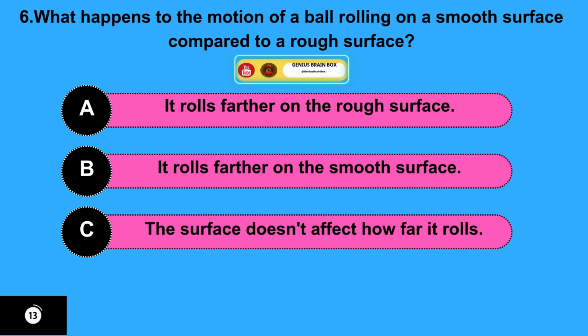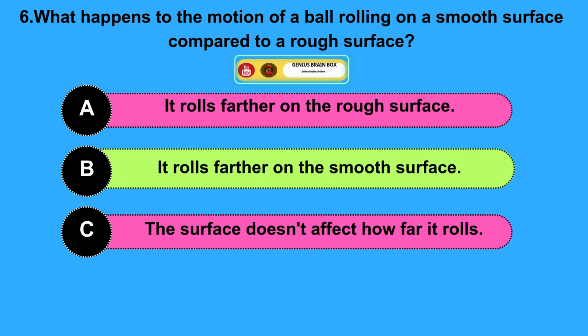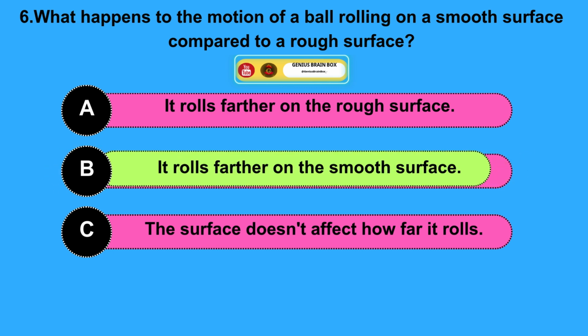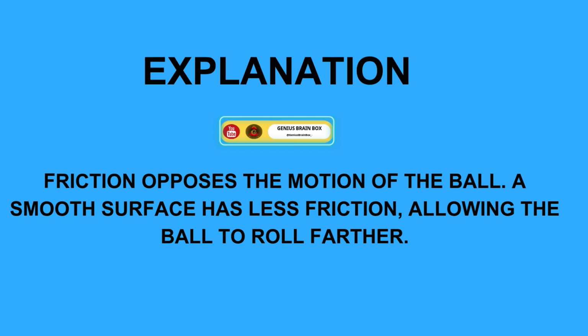What happens to the motion of a ball rolling on a smooth surface compared to a rough surface? Option A. It rolls farther on the rough surface. Option B. It rolls farther on the smooth surface. Option C. The surface doesn't affect how far it rolls. Correct answer is B. Explanation is friction opposes the motion of the ball. A smooth surface has less friction, allowing the ball to roll farther.